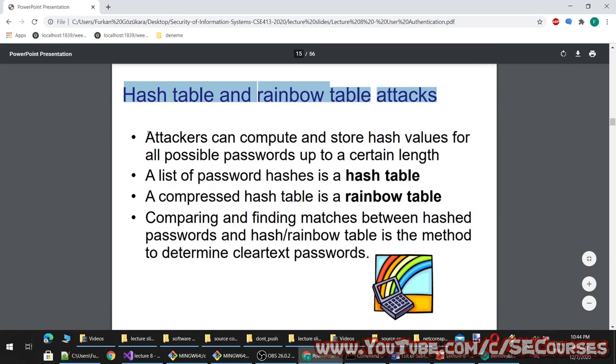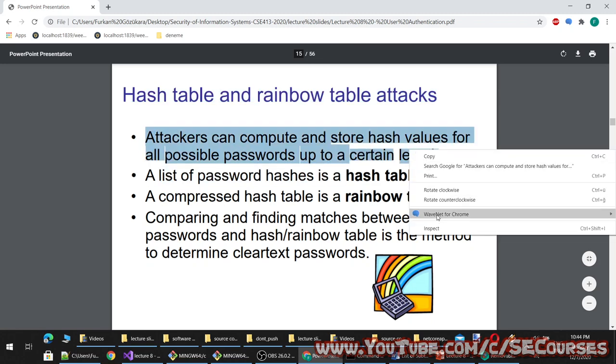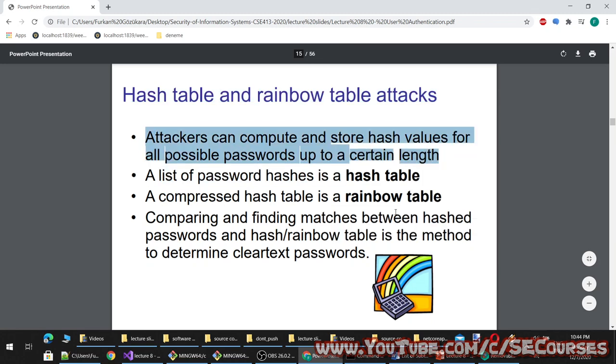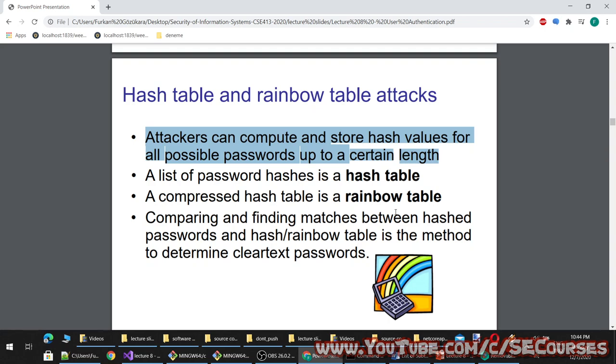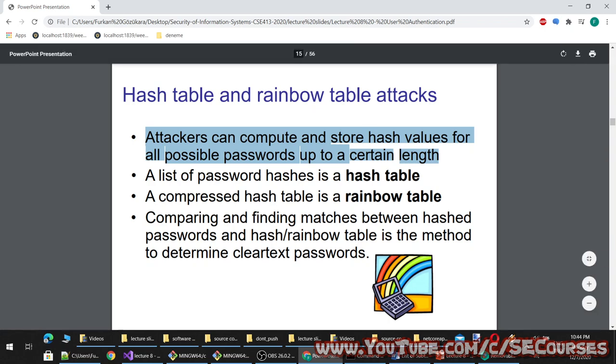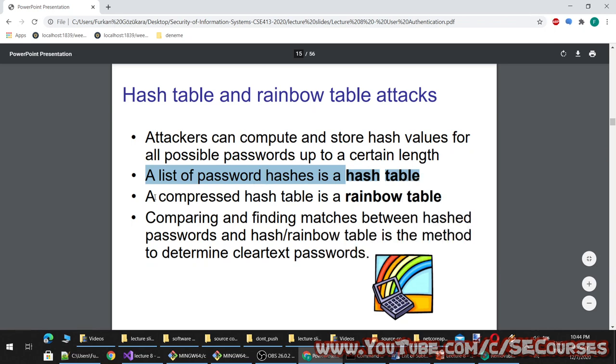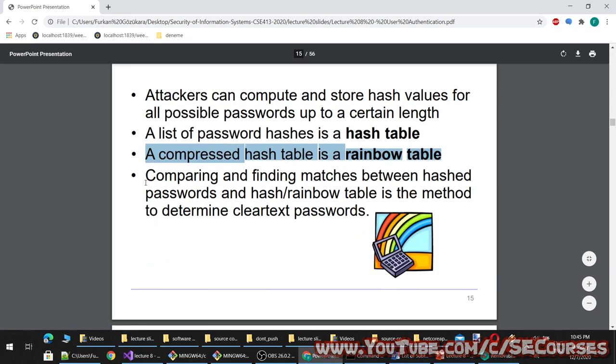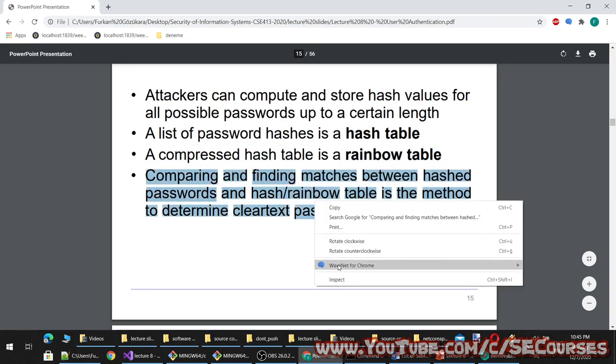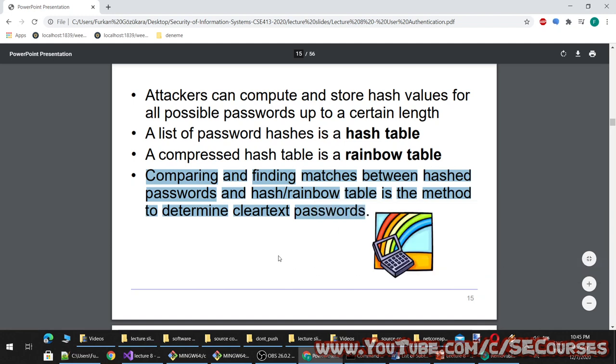Hash table and rainbow table attacks. Attackers can compute and store hash values for all possible passwords up to a certain length. A list of password hashes is a hash table. A compressed hash table is a rainbow table. Comparing and finding matches between hashed passwords and a rainbow table is the method to determine clear text passwords.